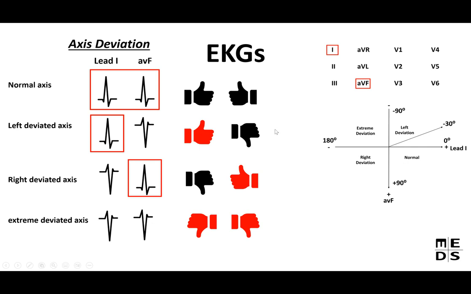And then for left deviated axis, what you're going to have is this lead's going to be positive because this part's up, and then the AVF is going to be negative, and if you were to draw lines, it'd be to the left. And then intuitively, that's going to be the same thing with the right. So if the AVF is up and the lead one is down, it's going to be in the right deviation. And then if they're both negative, which will be in this area here, it'll be an extreme deviation. This will make more sense when you see the example on the next slide. Again, this is called the hands method.